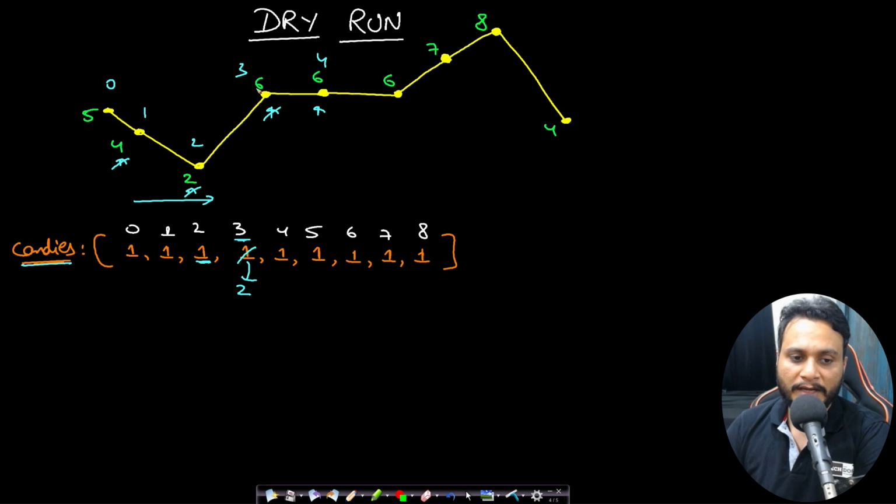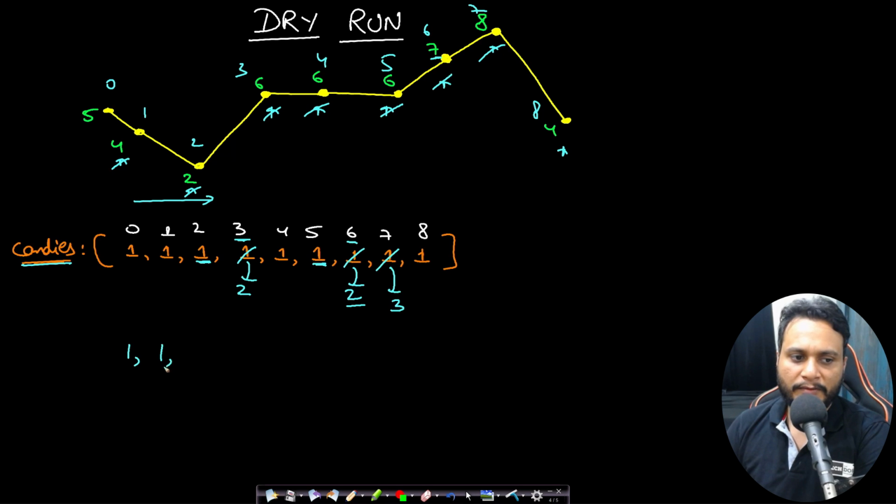6 is not larger than this 6, so it will not get updated. If you go to index 6, 7 is larger than 6. So that is why the count here will be 1 plus 1, 2. If you go to index 7, 8 is larger, right? So this count is going to be 2 plus 1, 3. If you go to this last index, index 8, then 4 is not larger than it, and you are done.